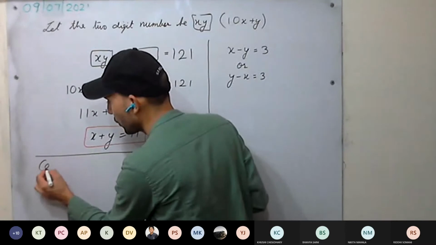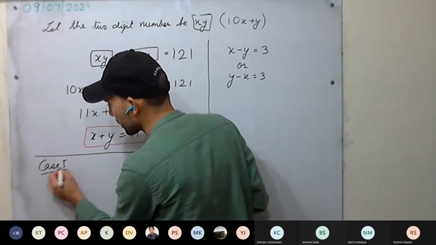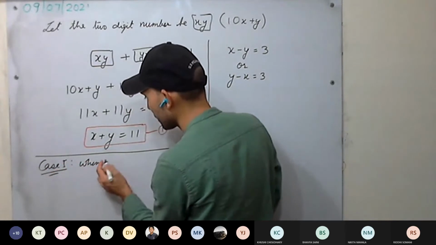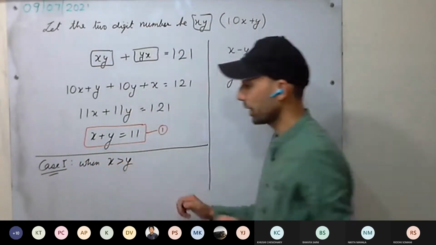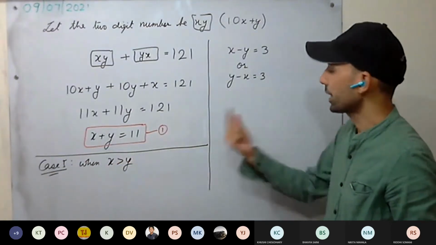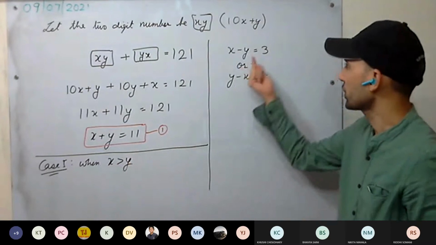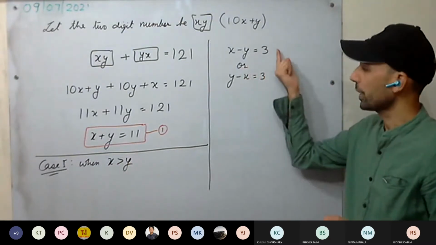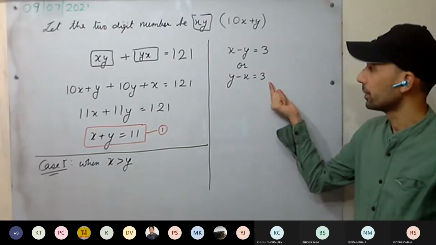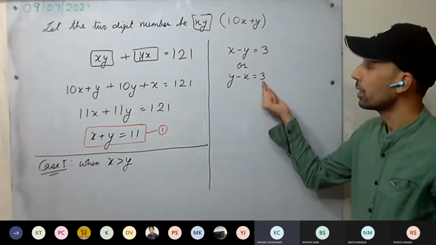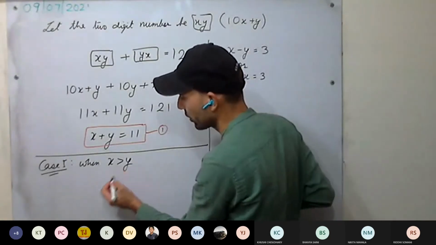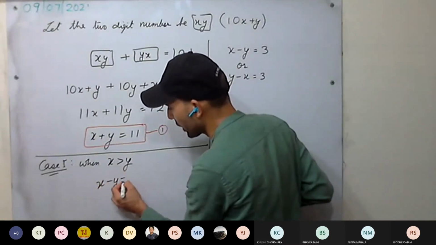Case first, when x is greater than y. Case second, when y is greater than x. Case first, x is greater than y. Which equation will hold true, x minus y equal to 3 or y minus x equal to 3? x minus y equal to 3. So case 1, when x is greater than y, this equation will be x minus y equal to 3.